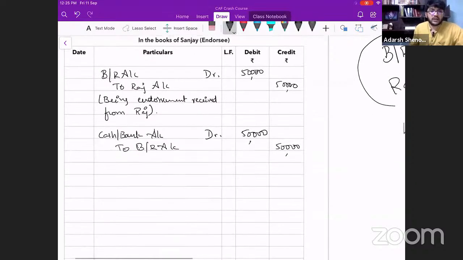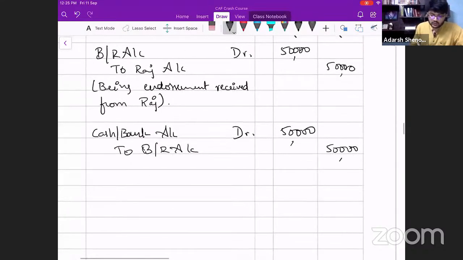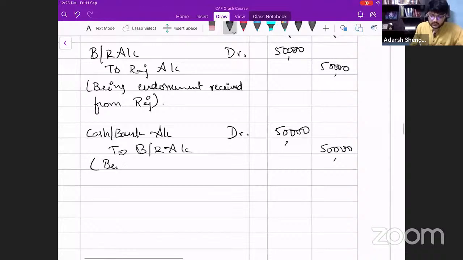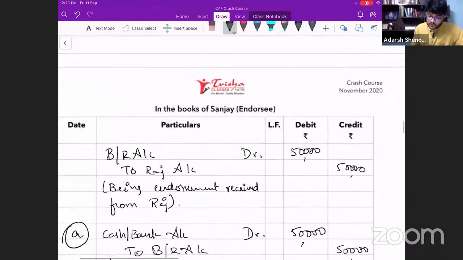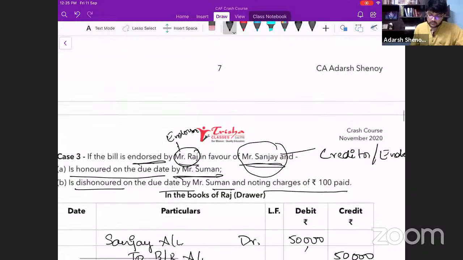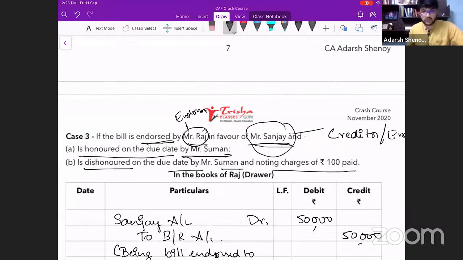50,000 rupees. Are you all comfortable with this? This is the bill honored on the due date. What if the bill is dishonored on this date and I am paying noting charges of 100 rupees on this date?